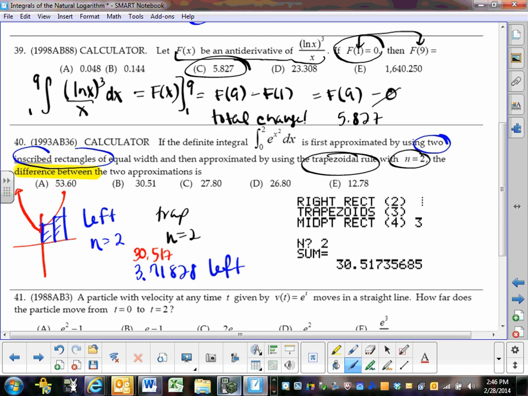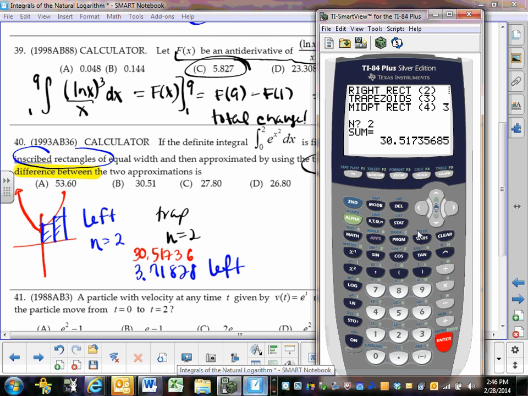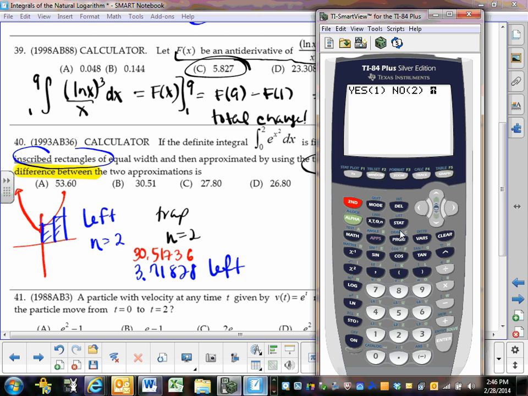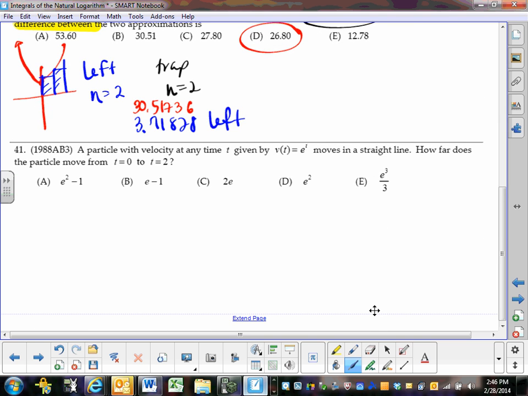You should not do any of this by hand. You should use your calculator. So I'm going to put into my y equals e to the x squared. I'm then going to run the program for Riemann. I did store into my y1, so I can continue. I don't really need to draw pictures, so I'm going to say no for that. The left endpoint is the bottom of the integral. The right endpoint is the top of the integral. We are choosing first to do the left with n equal to 2.